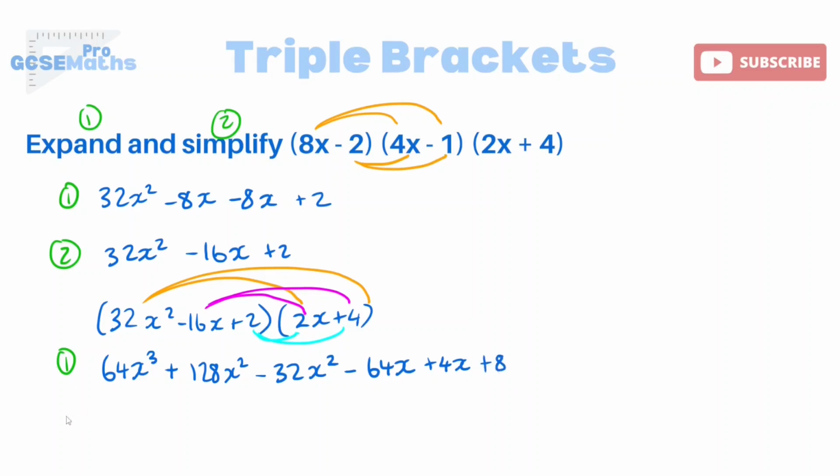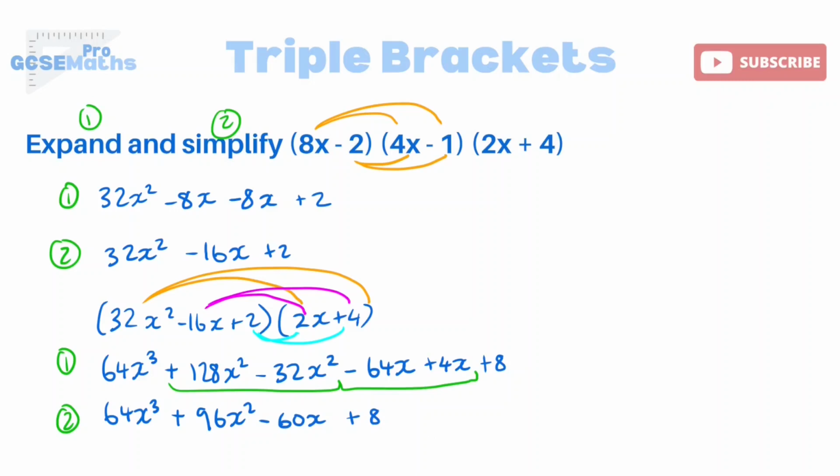Now we want to simplify by collecting the like terms. We've got 64x cubed as itself. We've then got the x squareds that we can add together. So 128x squared, take away 32x squared, which gives us 96x squared. Then we've got the 2 x's, so minus 64x plus 4x, so minus 60x overall, and the 8 is still at the end. That's your final answer, 64x cubed plus 96x squared minus 60x plus 8.